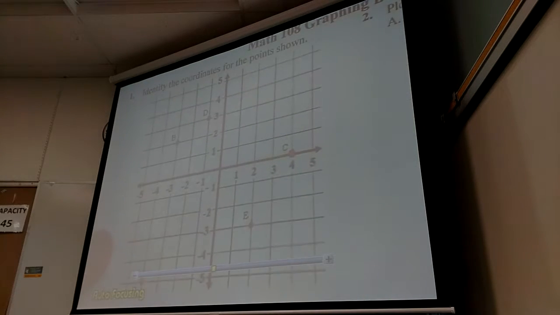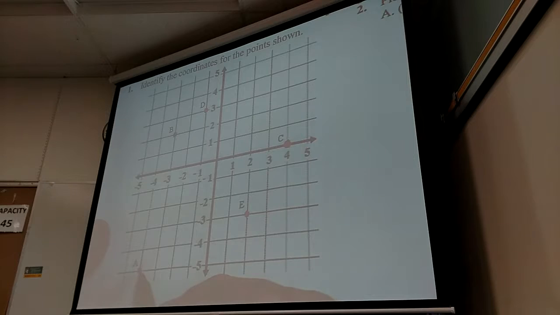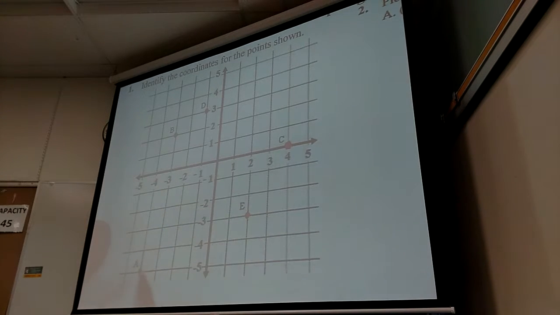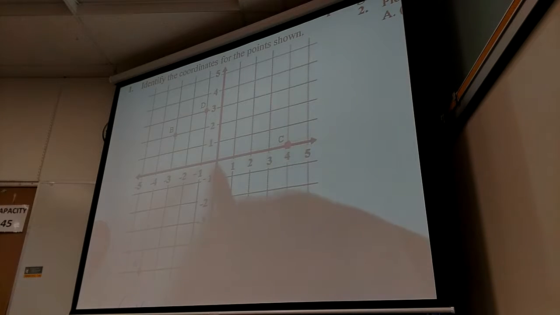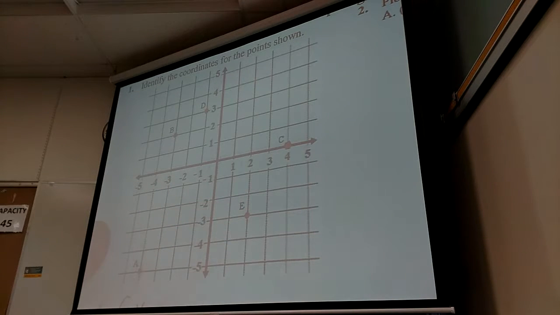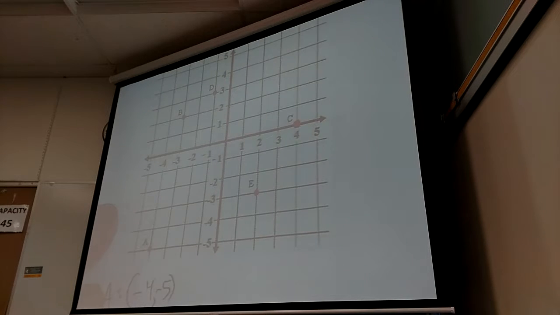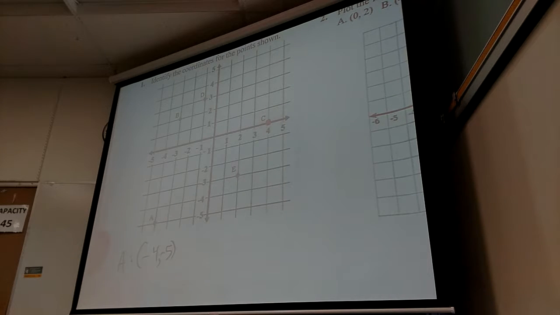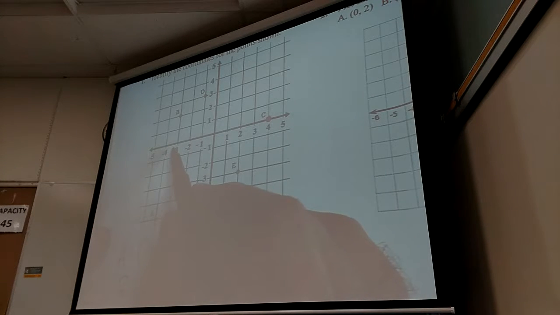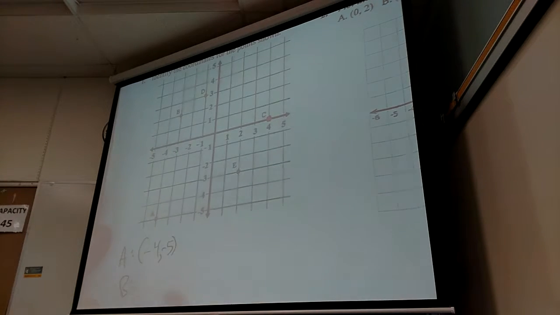So this one, let's see, what's A? What point is that? -4, -5. Oh, you can't see this. There you go. Is that cool? Okay. What about point B? -3, 2.